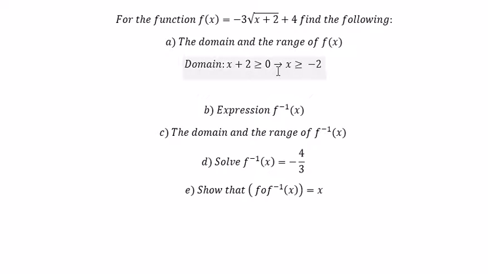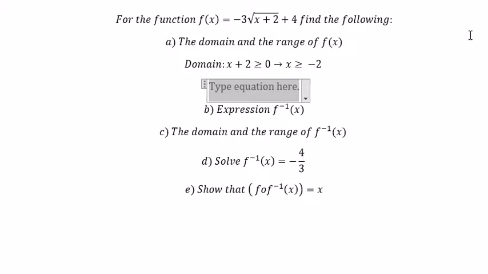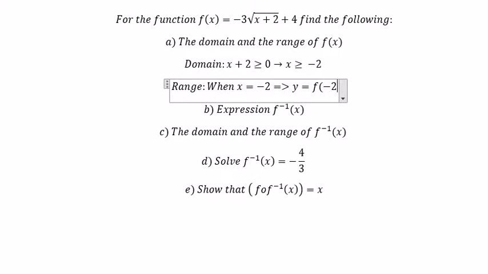Next, we need to find the range in here. So when x equals negative number 2, we put negative number 2 is the smallest number in here because we have the domain. We put negative number 2 and we got about y equal to number 4, or we can put about f of negative number 2 equal to number 4.